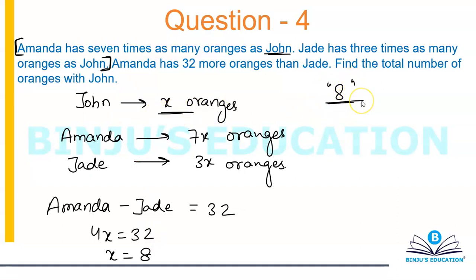They could have also asked you to find the total number of oranges with all the 3 friends. In that case, your answer is 11 times x, so that will be equal to 88. They could have also asked you to find the difference between the maximum and the minimum number of oranges with any of the 2 friends. The difference will be 7x minus x, that's the maximum difference, which is 6x, which is equal to 48. Basically, once you have x, you can do anything. You can answer any question that they ask you.